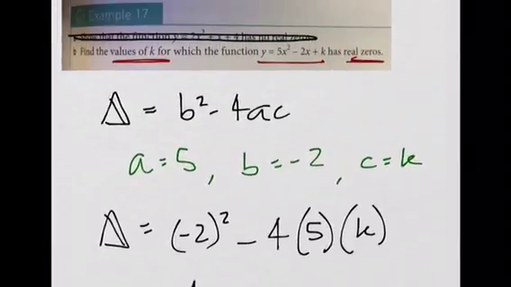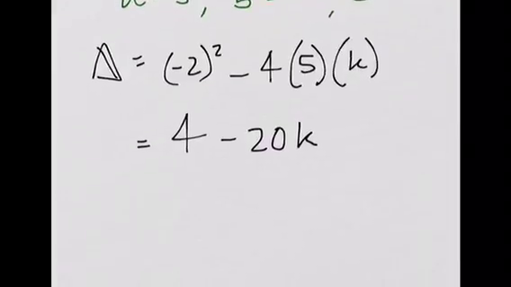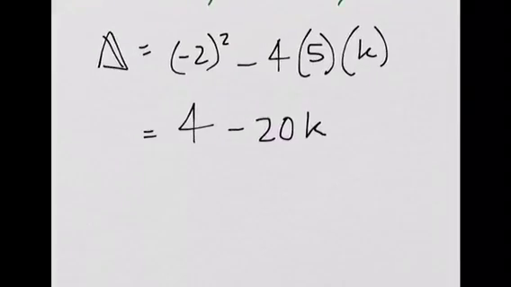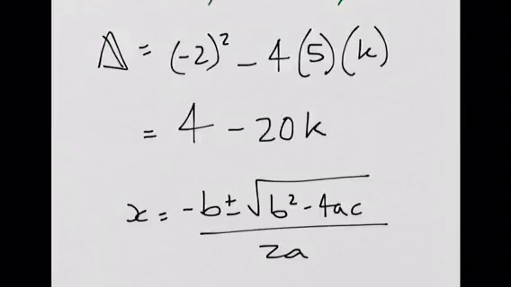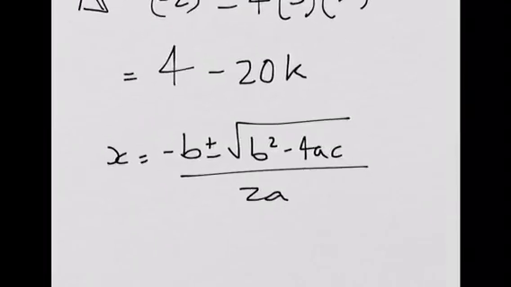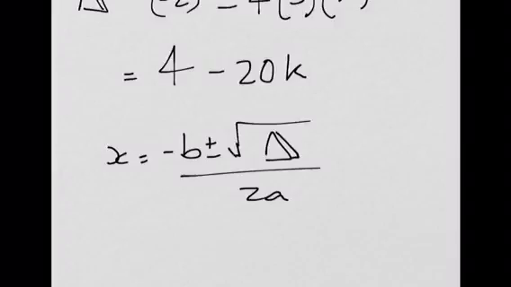Now, we wanted values of k for which this function has real zeros. So for real zeros, if we're looking at the quadratic formula, here's our quadratic formula. If we look at this, here's our delta, what's under the radical sign. So for this to be a real number and have real zeros, we need our delta to be a positive number because we can't take the square root of a negative.